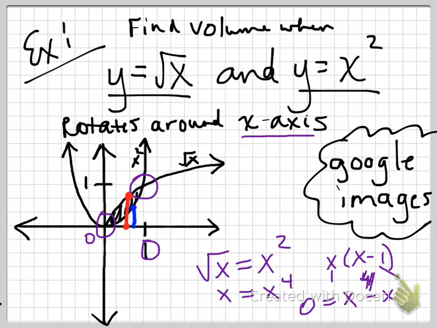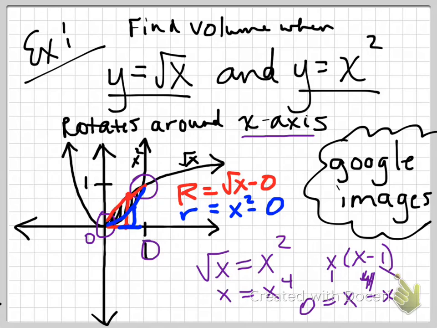The red one that I have there is going to be the big radius, and it's going to be this part of the curve minus the x-axis. So that's going to be the square root of x minus 0. And when I do the little radius, I'm going to be doing this part of the curve minus the x-axis, which is going to be x squared minus 0.